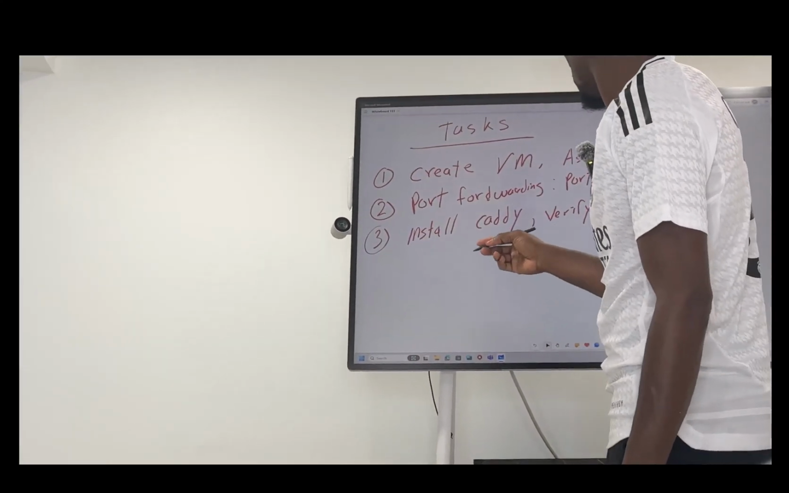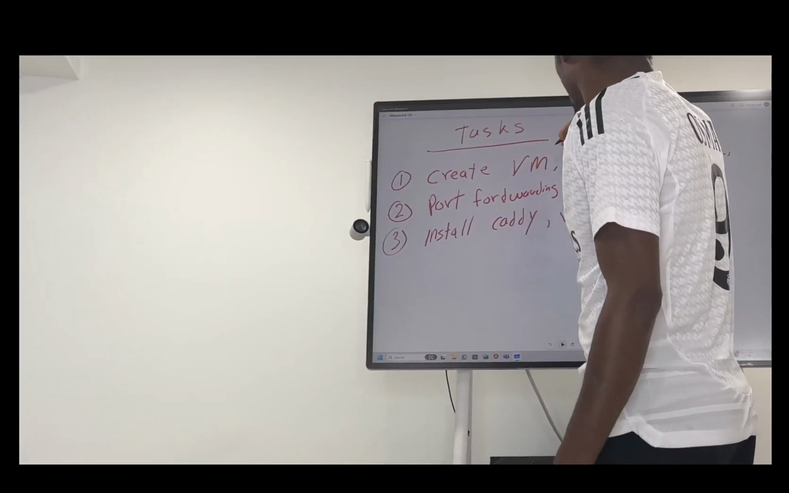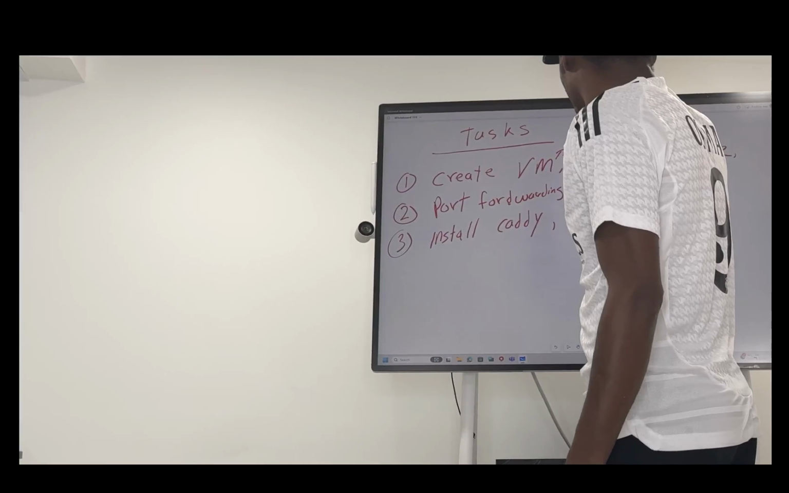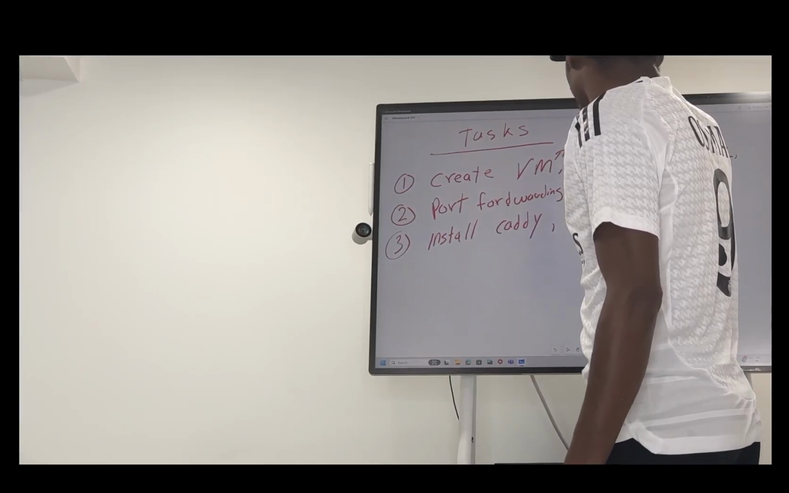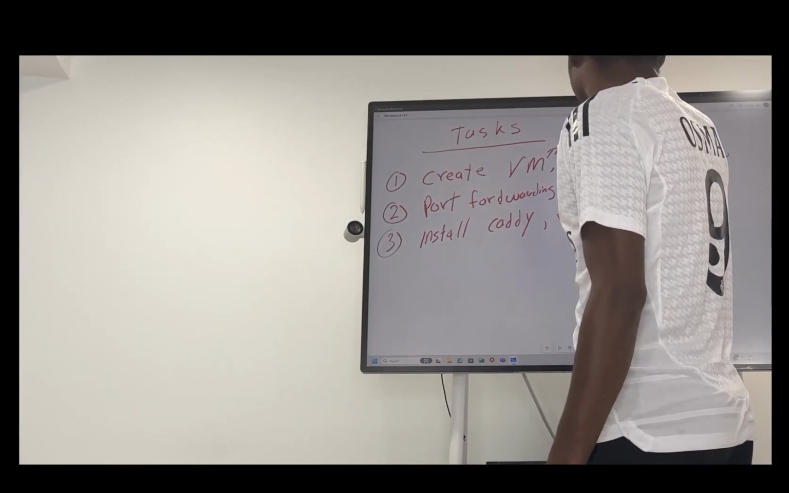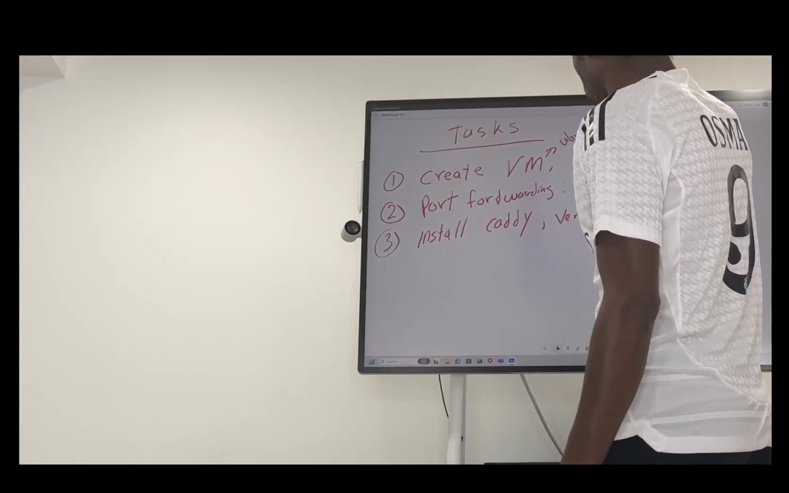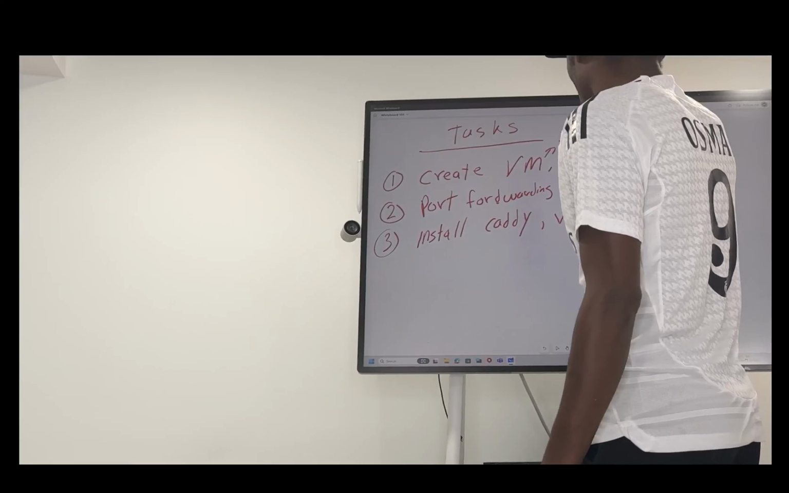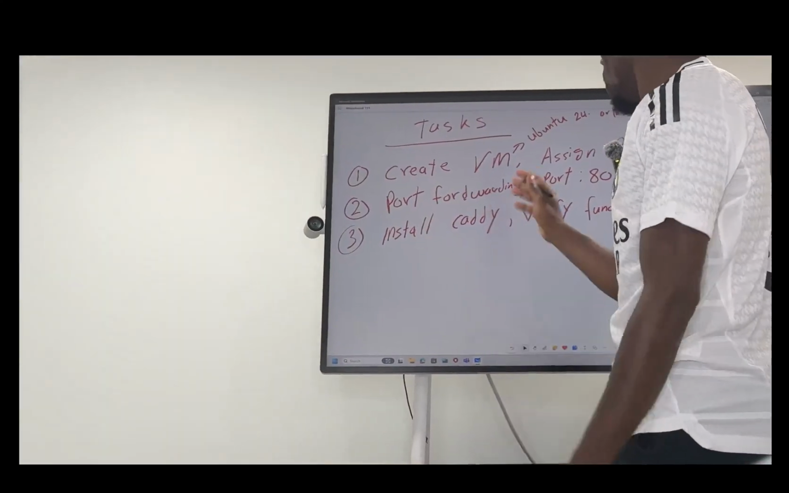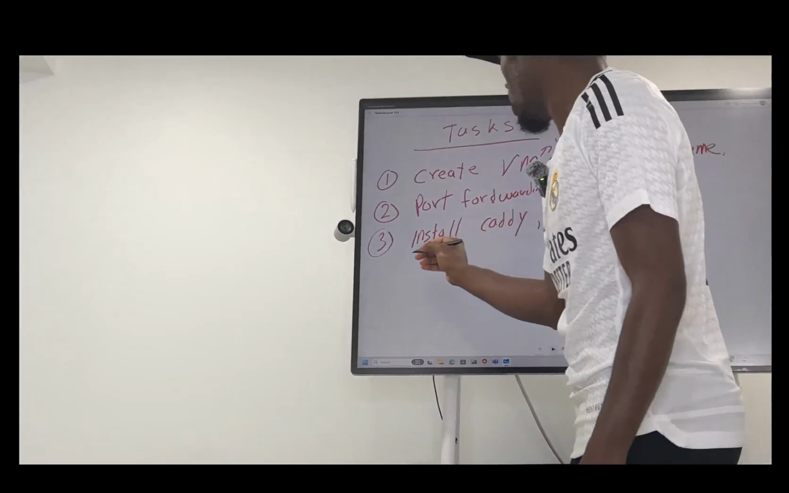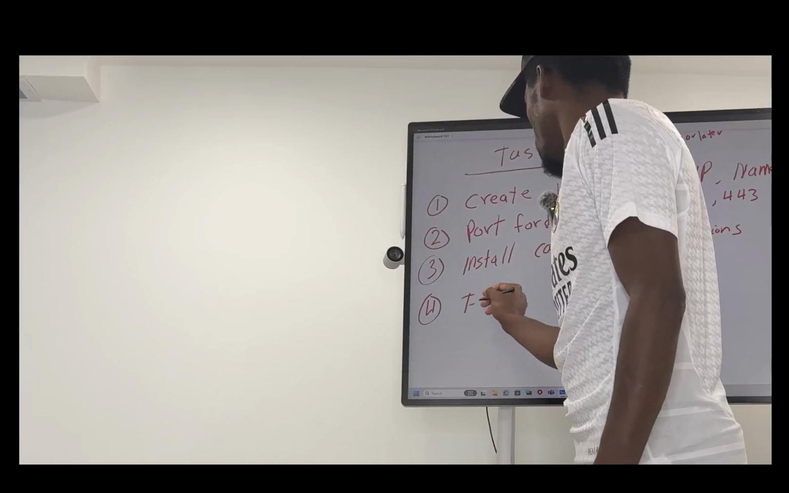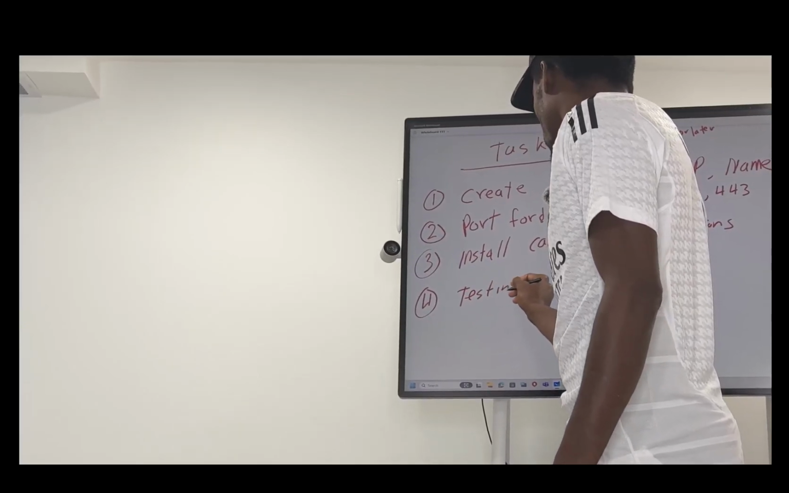You want to create a VM on Ubuntu. You do not want to do anything else. We're going to be using Ubuntu for this demo, Ubuntu 24 or later, so you want to do that if you want to follow along step by step. Once you do this, you install Caddy, and then you want to test it. This is something we're going to need to follow through.